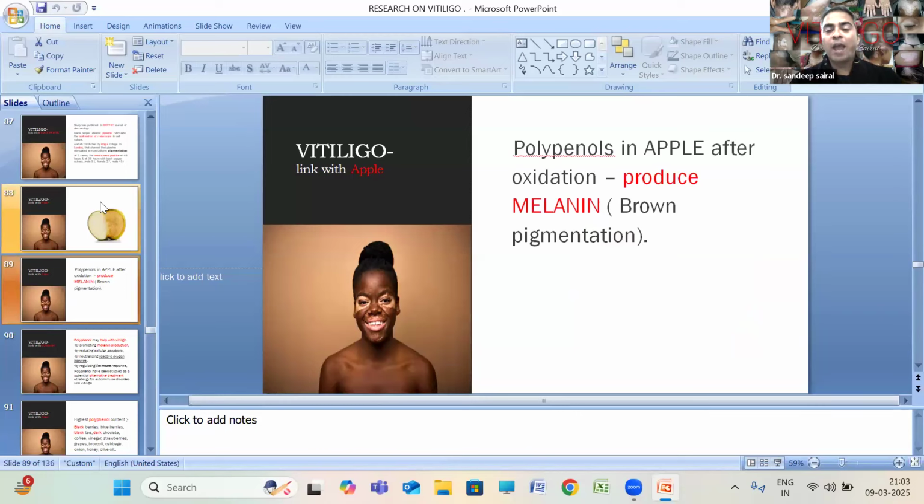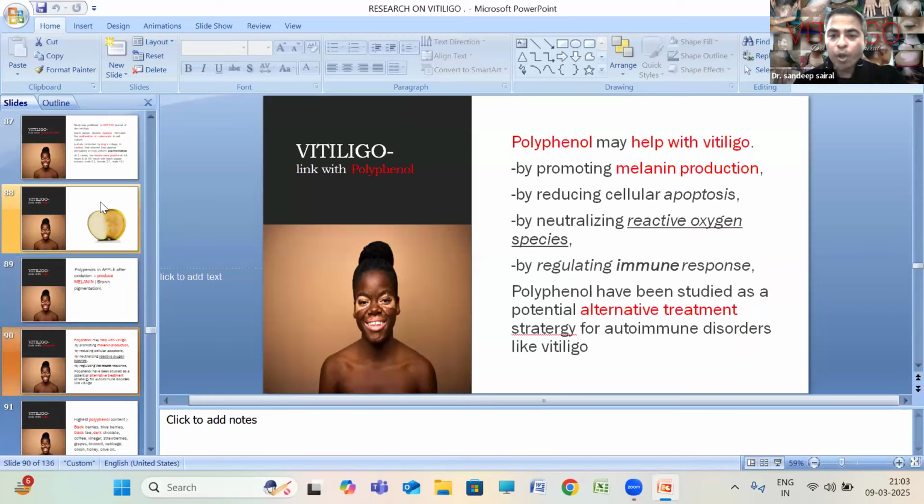So apple, after cutting, what happened? Polyphenol oxidation produces melanin. So we require melanin now. So now see, polyphenol helps in vitiligo. Polyphenol produces the melanin, and polyphenol helps to reduce cell death, that is the melanocyte death, especially in our case, and neutralizes the reactive oxygen species, that is again H2O2, and regulates the immune response, which is imbalanced in autoimmune disorders. Your immune system is imbalanced, so polyphenol will help to balance it. Polyphenol has been studied as a potential alternative treatment strategy for autoimmune disorders like vitiligo.